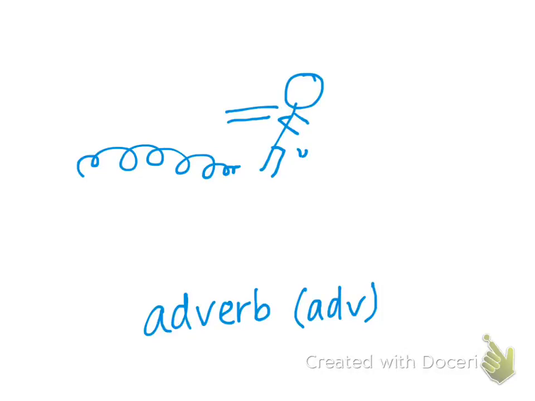Alright, so adverbs describe verbs. The abbreviation is ADV, and the reason I have this guy, remember in our verb notes I have a guy who's running, so I have the guy who's running again, is that because adverbs describe or modify verbs, it tells us how we do something. So he's got a cloud of dust that's forming behind him. So that's why I drew the guy running again, because it's showing how he did it.